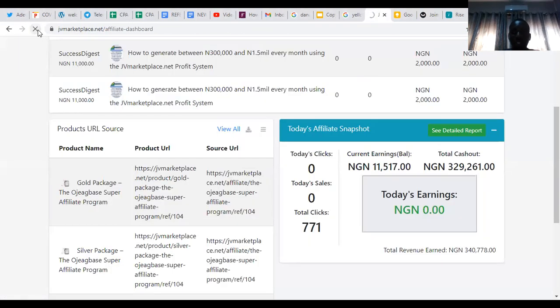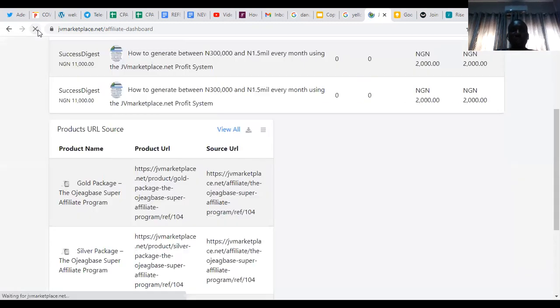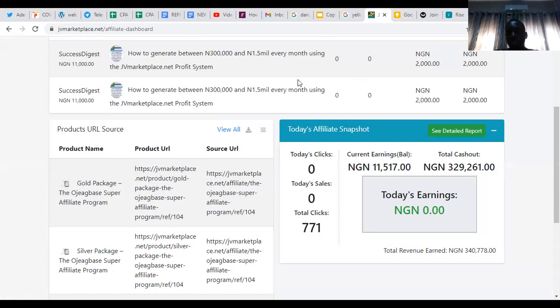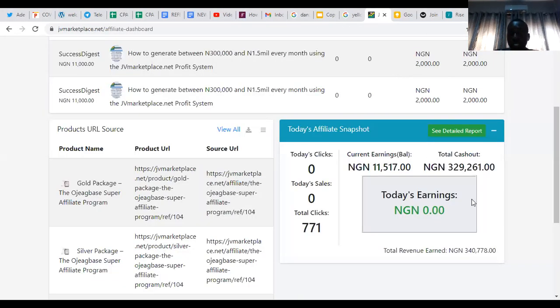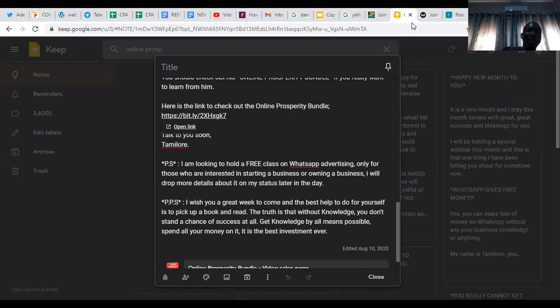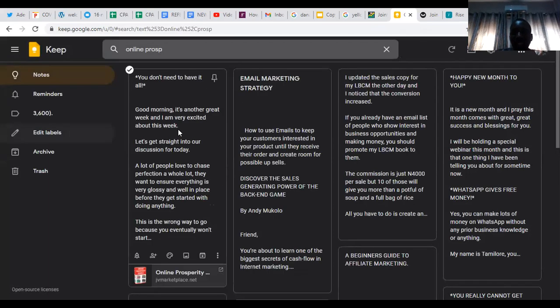I told you I've not promoted this particular website in a while. You see how I came up with that article and it's still not coming up. That's how I promoted that product using that article, and that was what made me almost that 300,000 naira I showed you on this dashboard. This 340,000, just from that simple article. So all you need to do is write up articles in line with the product you're promoting, and at the end, put up an offer that is related to what you're promoting.